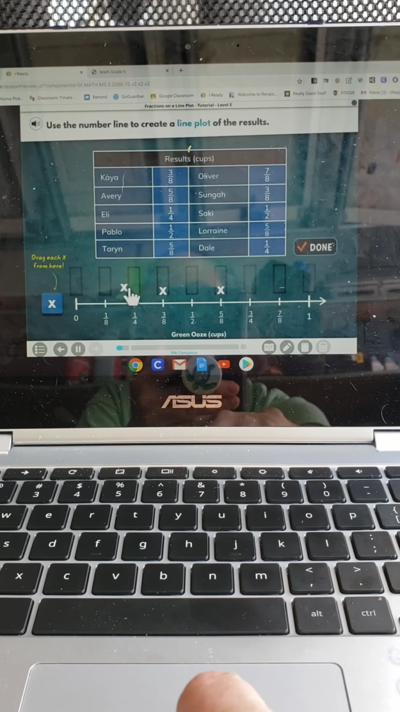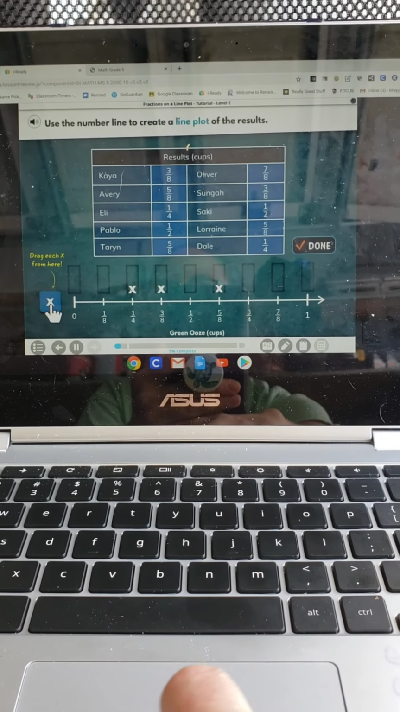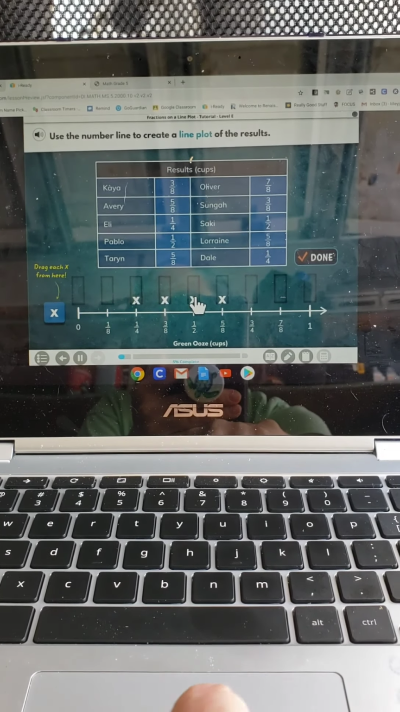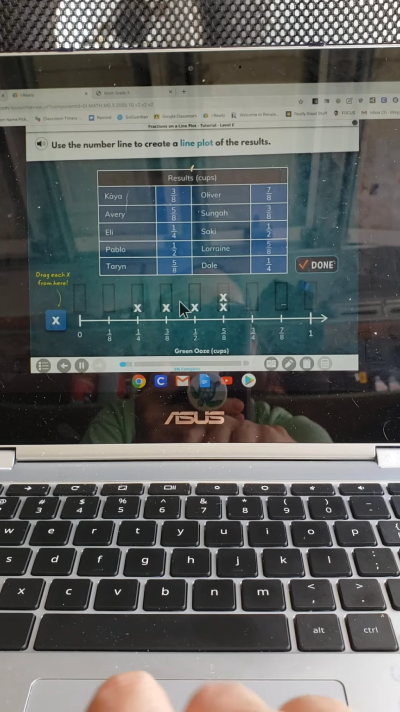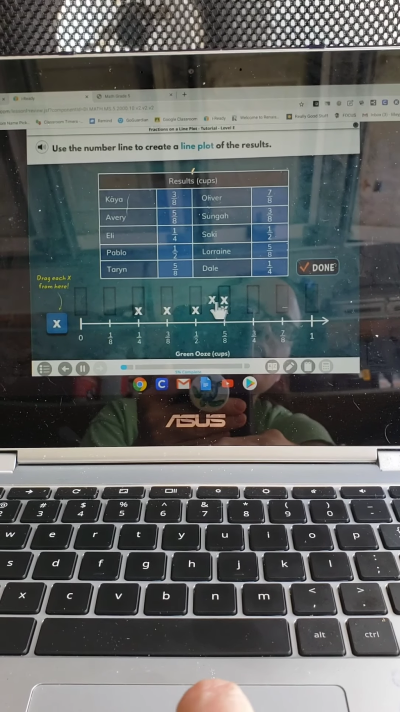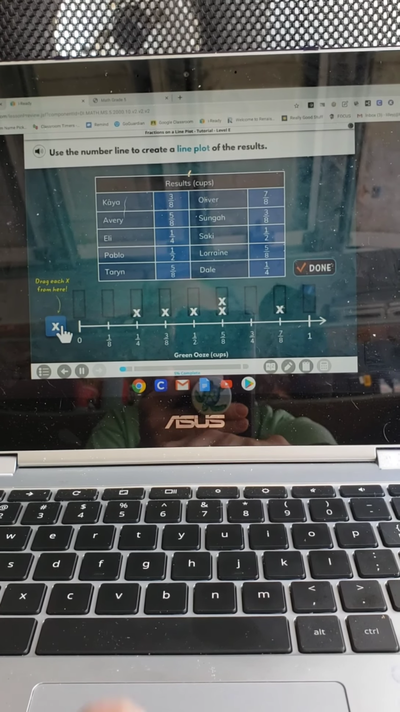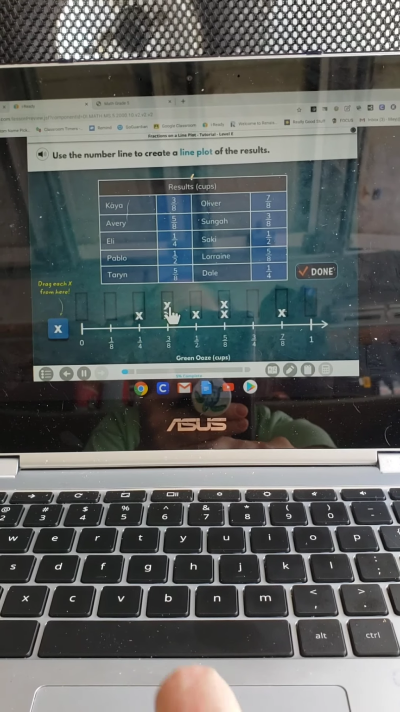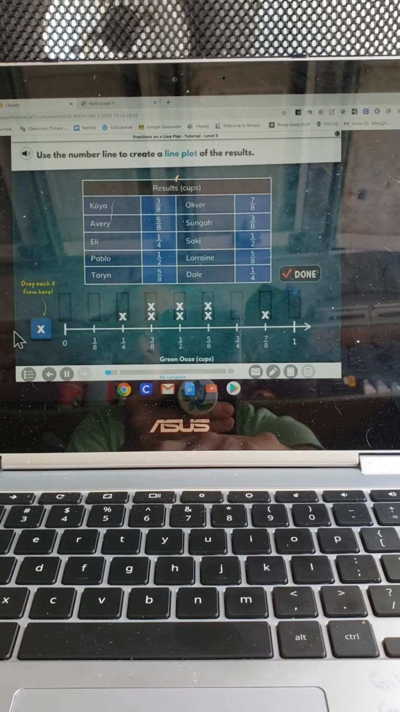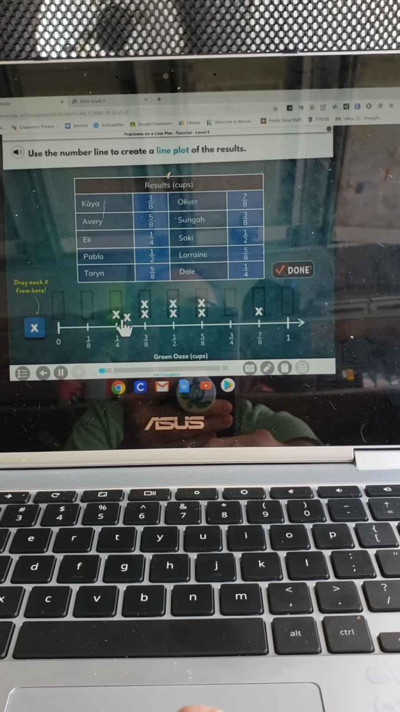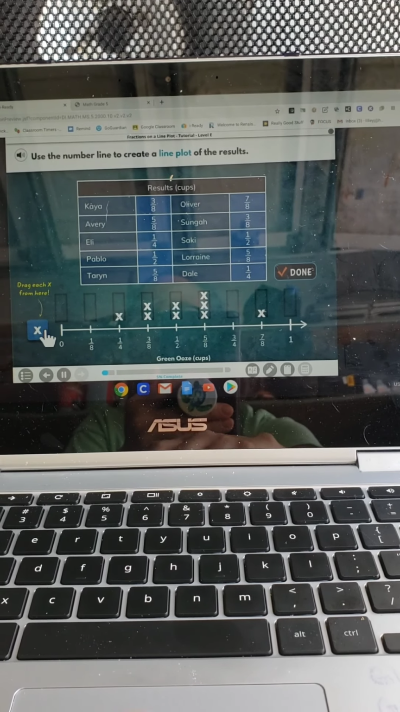Eli has 1/4. I'm going to drag an X for Eli. Pablo has 1/2. Taryn has 5/8. Oliver has 7/8. Sunga has 3/8. Saki has 1/2. Lorraine has 5/8. And Dale has 1/4.